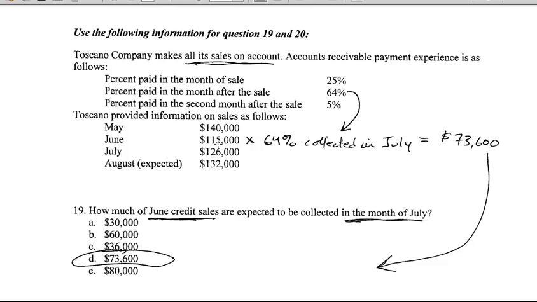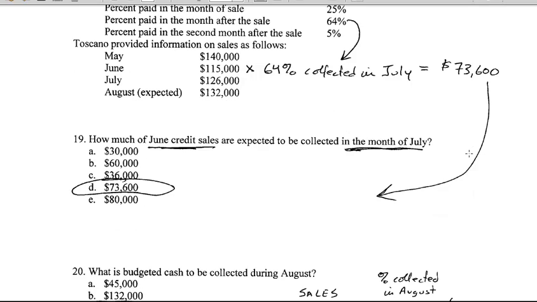So in June, we had $115,000 of credit sales. We know that we're going to collect 25% of that in June. We're going to collect the other 64% in July. And that's all the question is asking you for, is how much of those credit sales are collected in July. So 64% times 115 gives you $73,600.